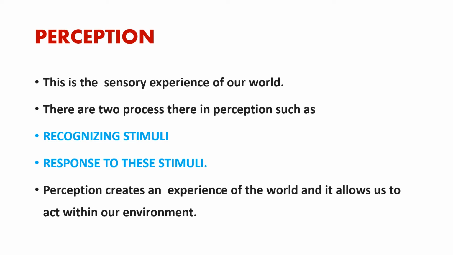Perception creates an experience of the world and it allows us to act within our environment. So perception is the process which helps us to experience this world, to orient ourselves, and to act within our environment. There are two processes in perception: recognizing the stimuli and responding to the stimuli. You have to recognize the stimuli first. After that, you have to respond back to the stimuli.